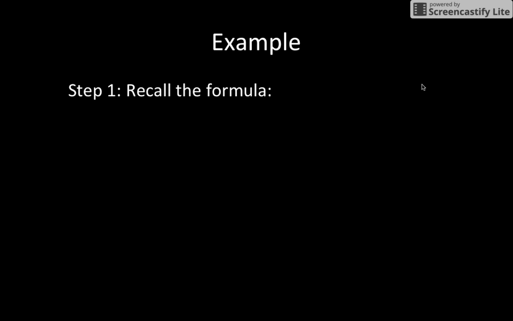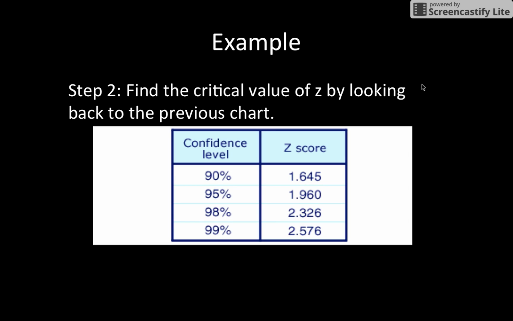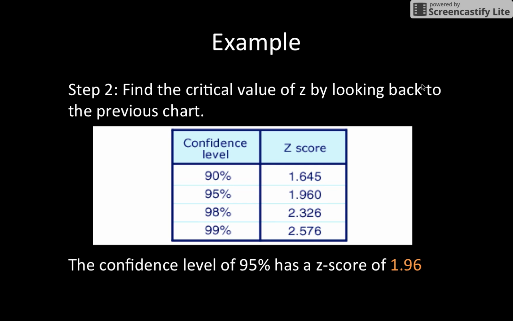So first you want to recall your formula. E equals z sub c times your standard deviation divided by your square root of n. Find the critical value of z by looking back to the previous chart. So there's your chart again. You can see that your critical value for 95% is 1.96.